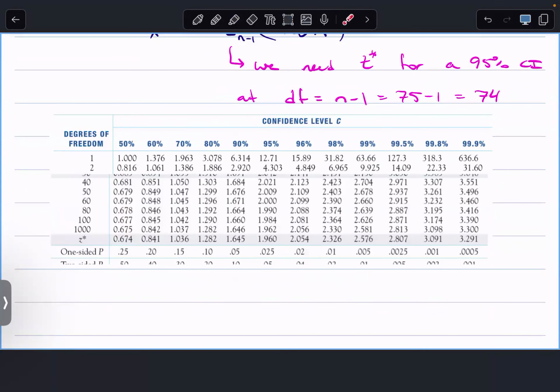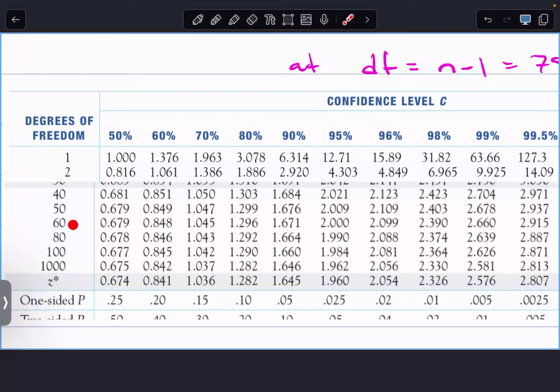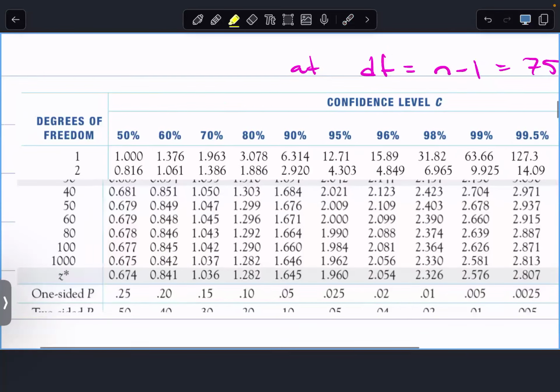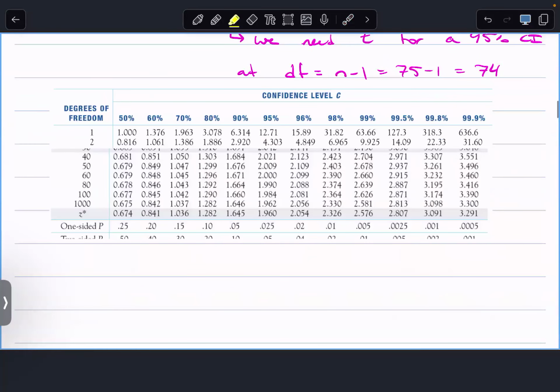I go to my t table and I'm choosing between 60 and 80. And of course, this is the scenario where I have to bump it down to 60. It's tempting to go to 80, but then we'd be lying. Can't remember who said it: there's lies, damn lies, and statistics. Anyways, famous quote.